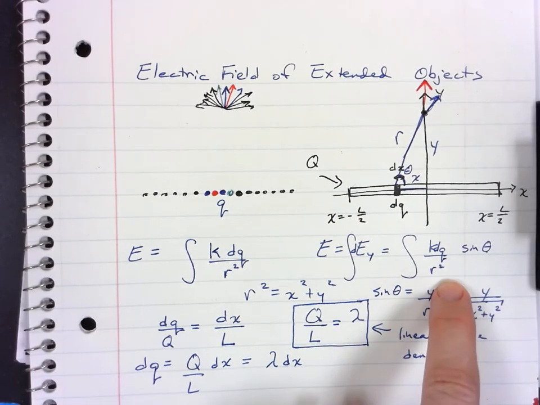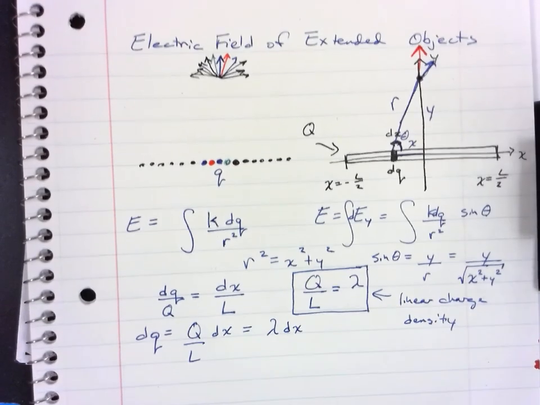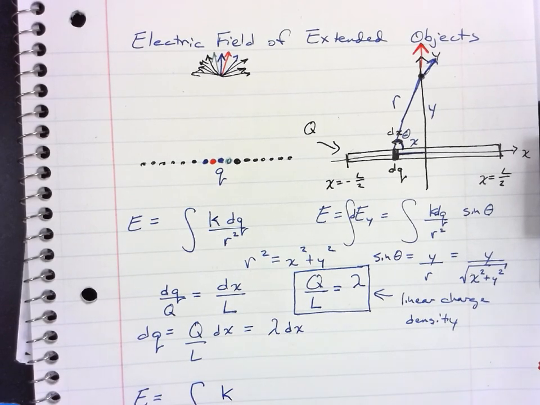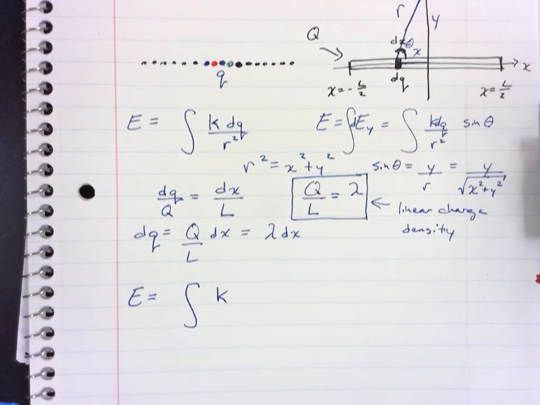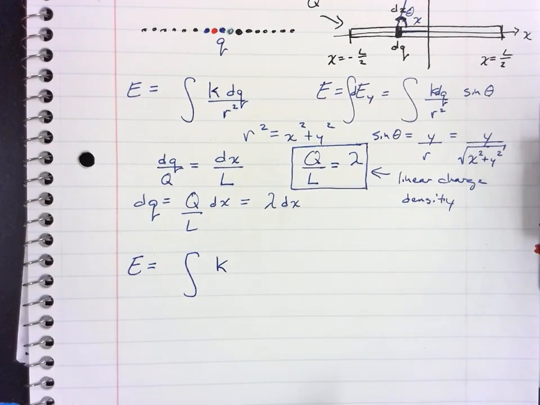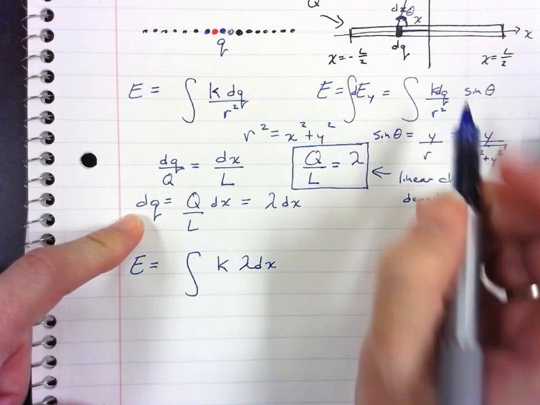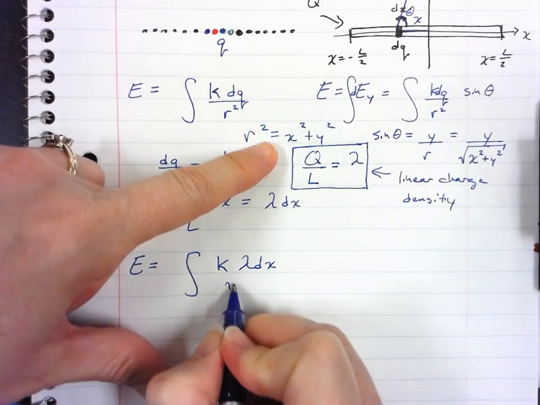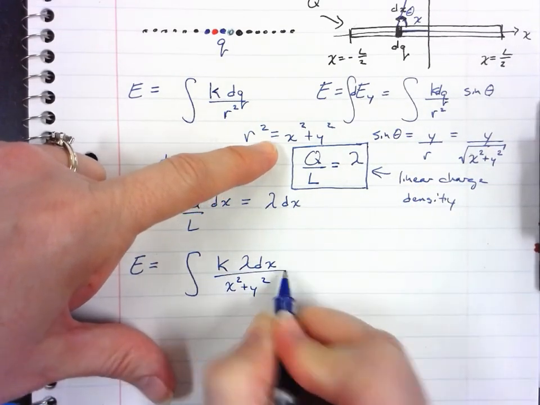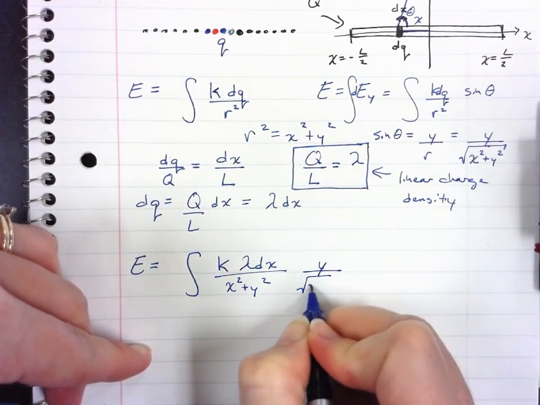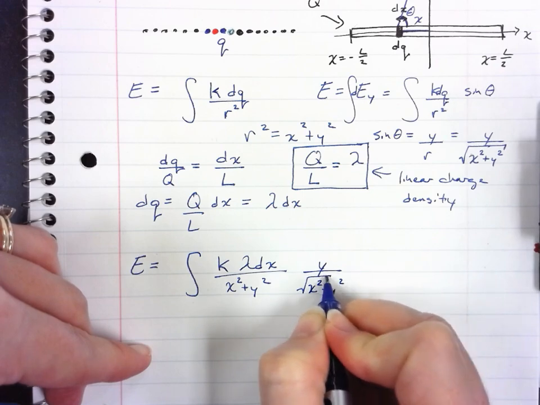So remember, this was our integral. Now we can actually set up the real integral. The electric field is equal to the integral of k, Coulomb's constant. It's a constant, it stays in the problem. Let me make sure everything's on the screen. dq, we just came up with, is lambda times dx. R squared is x squared plus y squared. Sine theta is y over the square root of x squared plus y squared.